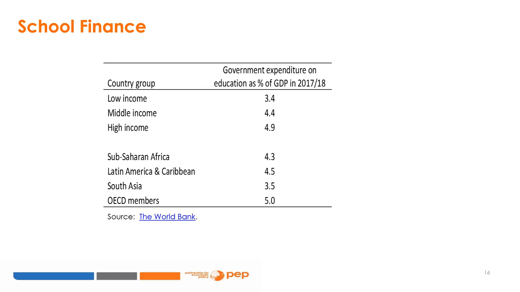This table shows government expenditures on education as a percentage of GDP. As poorer countries have lower GDPs per capita, this translates into lower budgets per capita or per student. Although high-income countries spend more than low-income and middle-income countries, the differences are not so remarkable.